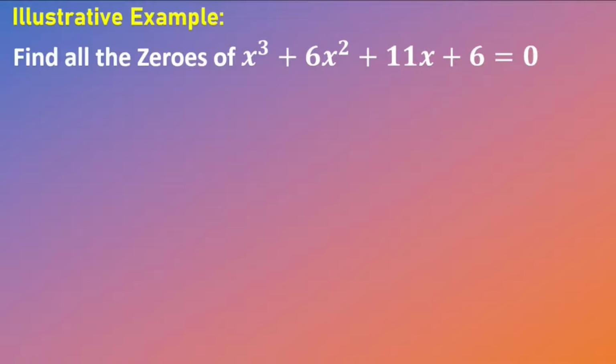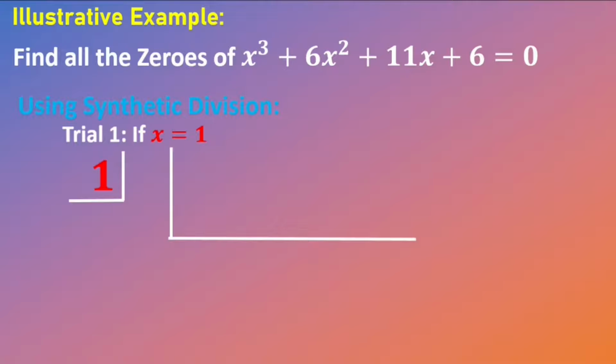Remember, before proceeding with synthetic division, make sure that the given equation is arranged from highest to lowest degree of exponent. In our case, the given equation is already arranged that way. Now, let's use synthetic division. Let's set trial number 1 if x is equal to 1. Bring down all the numerical values of the given equation. For x cubed, we have 1, 6x squared is 6, 11x is 11, and copy the constant 6.